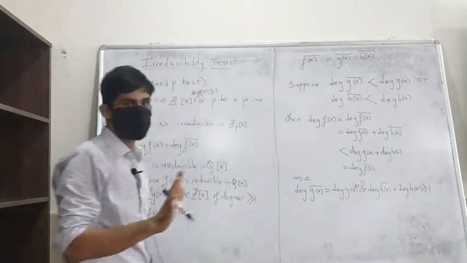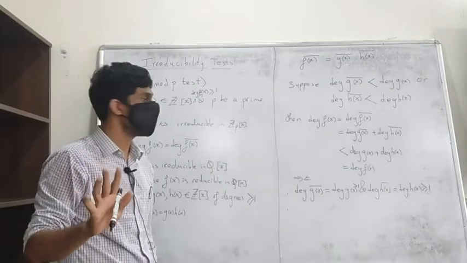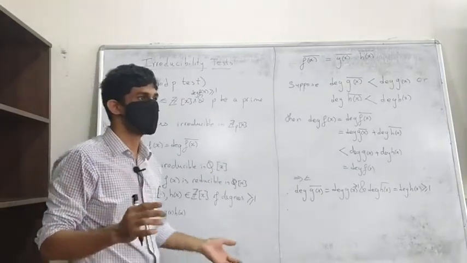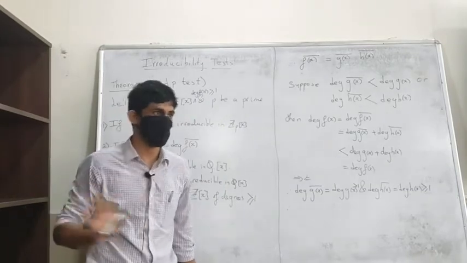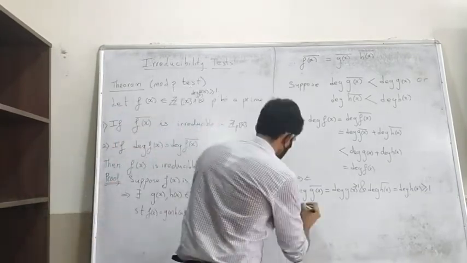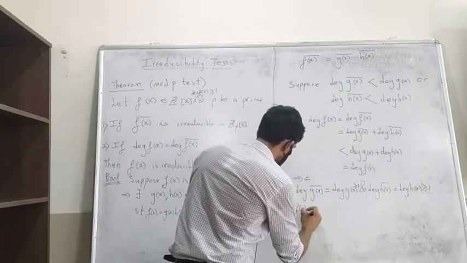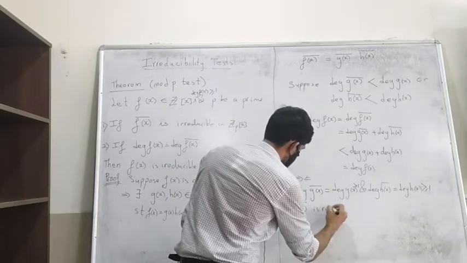In F[x] we know what the units are. Zp is a field, right? So the only units are constant polynomials, non-zero constant polynomials. That's the only units. So therefore f bar(x) is reducible.